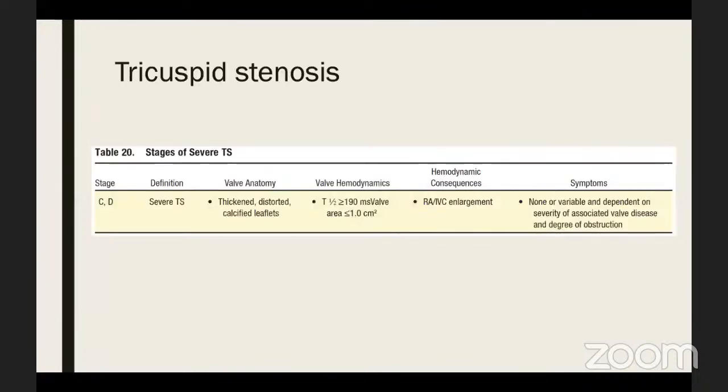Finally, a little bit about tricuspid stenosis. Actually, in the 2020 guidelines, there was no mention of tricuspid stenosis, so I got this part from the 2014 guidelines. The stages of severe TS are stage C and D. This is severe TS. The valve anatomy would be thickened, distorted, calcified leaflets. The hemodynamics, the velocity would be more than 190 and an area of less than 1. There are also the hemodynamic consequences of RA and IVC enlargement. And the symptoms might be asymptomatic or variable depending on the severity and the degree of obstruction.